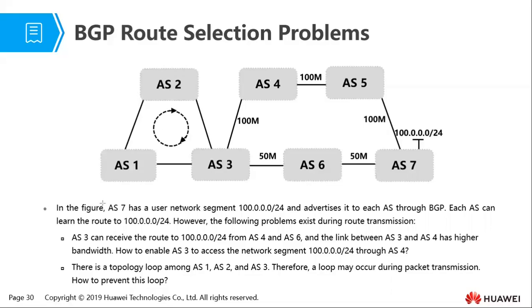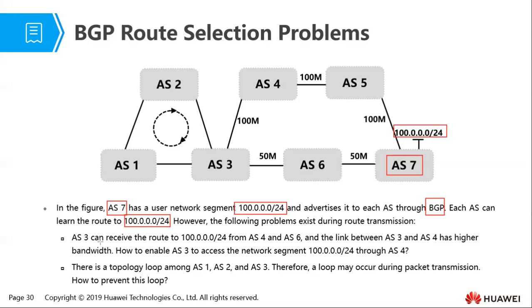In the figure, AS7 has a network segment 100.0.0.0/24 and advertises it to all the autonomous systems through BGP. Each AS can learn the route 100.0.0.0/24. However, the following problems exist during route transmission. So let's look at these two problems.